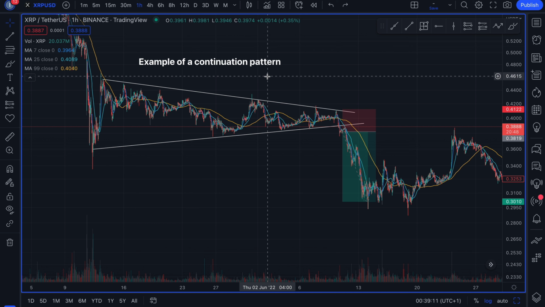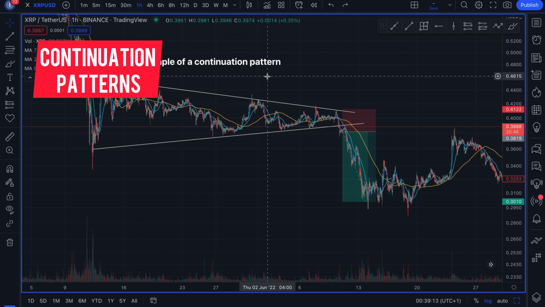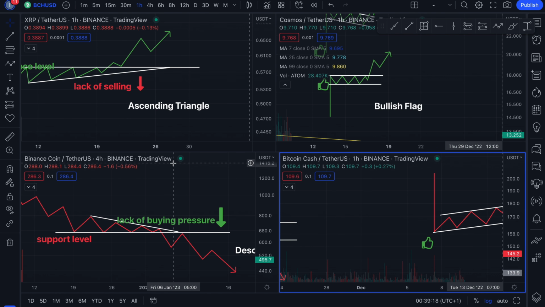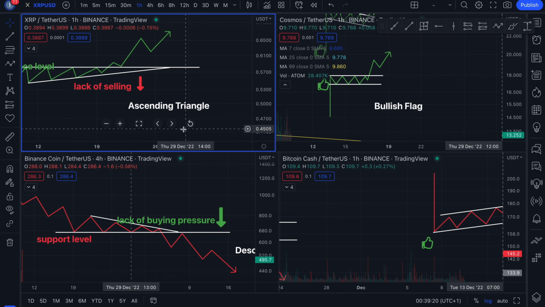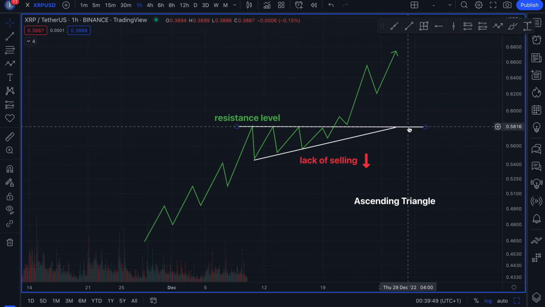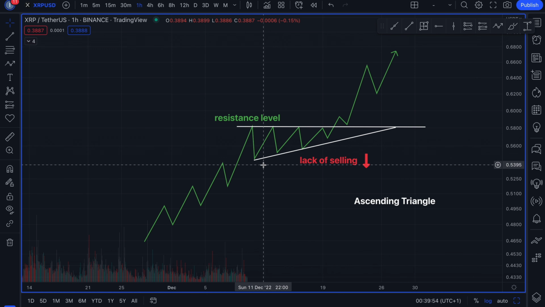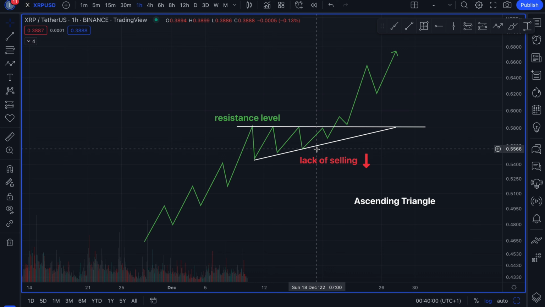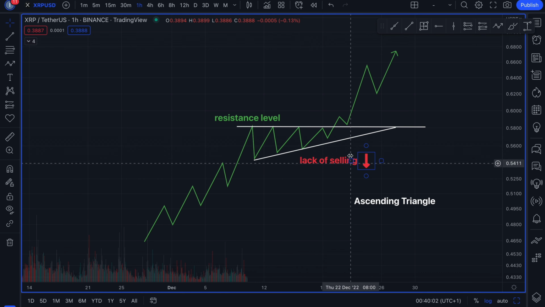Today I want to start with continuation patterns. Actually, there are only 2 of them. So let's start with the ascending triangle. This one is bounded by a resistance level, or it can be bounded by a resistance zone, whatever. You can also see that we have a sort of uptrend. Our lows are getting higher, and this means that we have a lack of selling power.